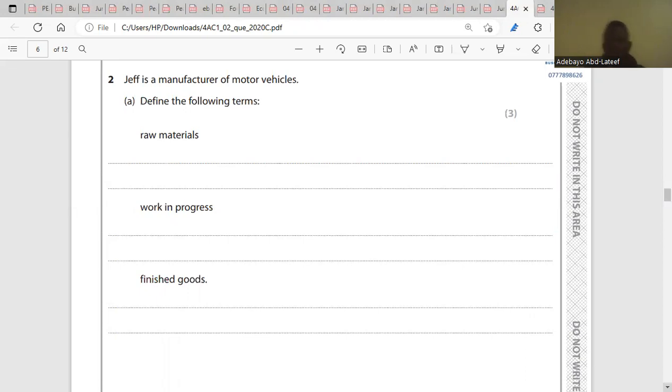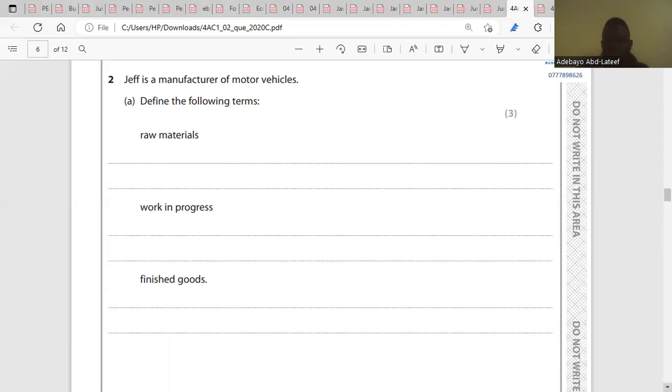Then the second one is work in progress. When we talk about work in progress, these are goods that are partly finished. Say you want to produce this pen, but you're in the middle of producing it. The process is about to be done, but it's not yet done. We call it work in progress. Do you understand?